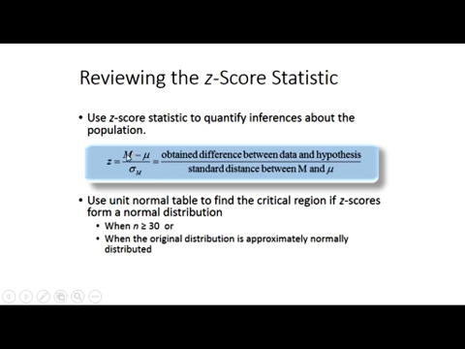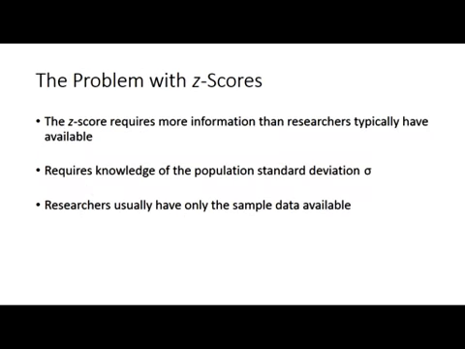Now, this is a new letter. M can also be used for sample mean, so I don't want to confuse anybody, but you can see that as an X bar, or you can see it as a capital M. And then this is the mu, and this is the population mean. So this is the standard deviation of the mean. We're going to use the normal table, which is your first table in your book, B1, to find the critical region of the z-scores when n is greater than 30, or when the original distribution is approximately normally distributed. And we know that when we get really, really big samples, we can expect that they are.